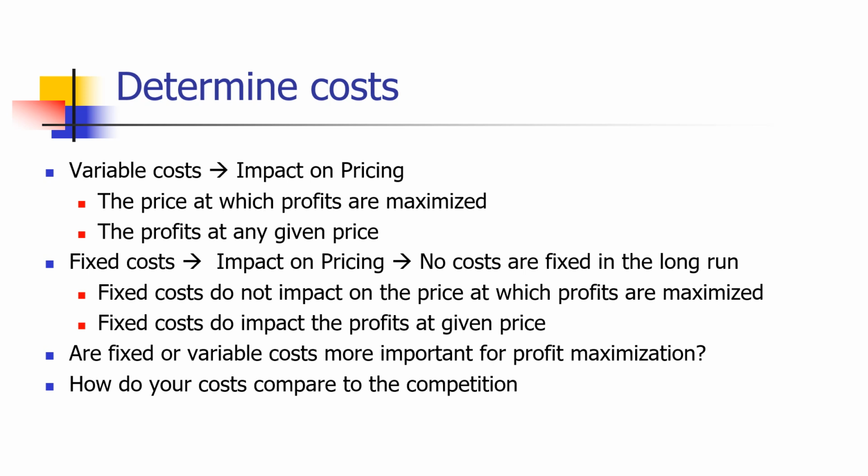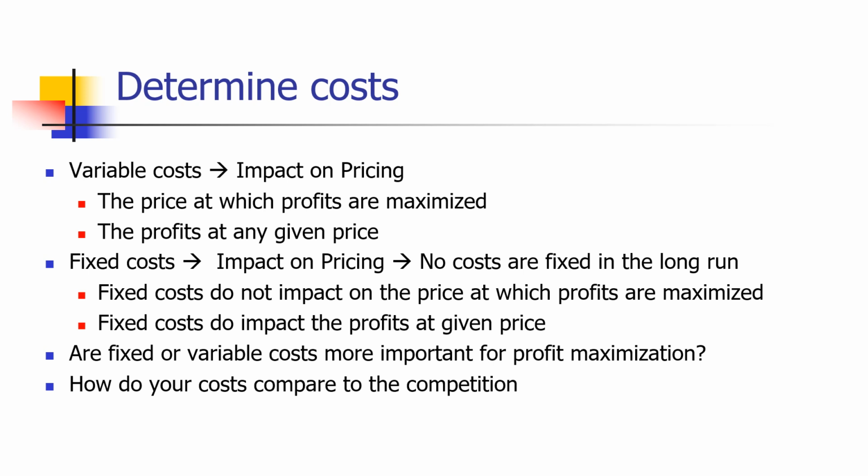So let's talk a little bit about variable costs. What's the impact on pricing for variable costs? Well, variable costs affect the price at which profits are maximized, and they impact the profits at any given price. Fixed costs, on the other hand, do not impact the price at which profits are maximized, but they do impact the profits at any given price.